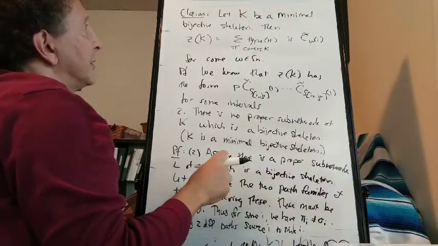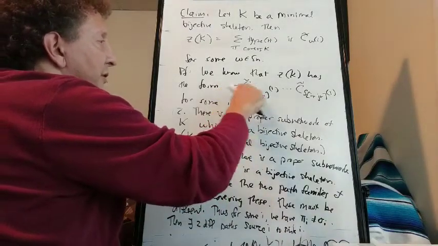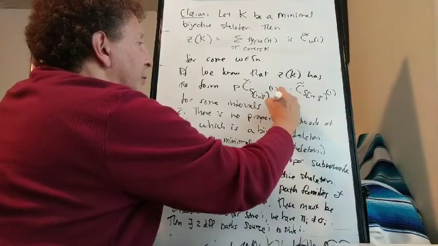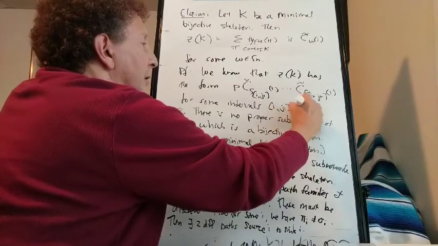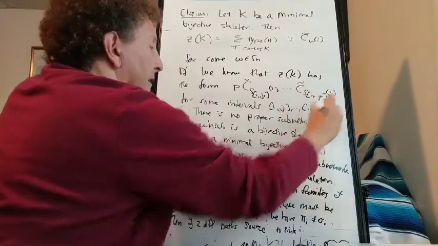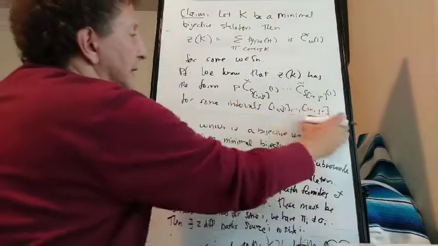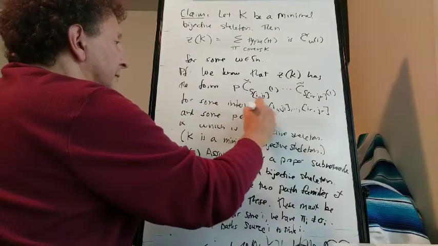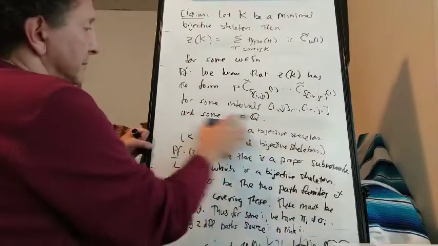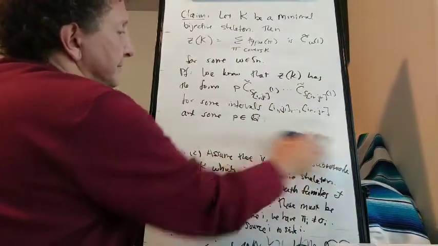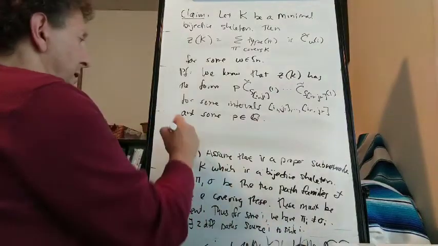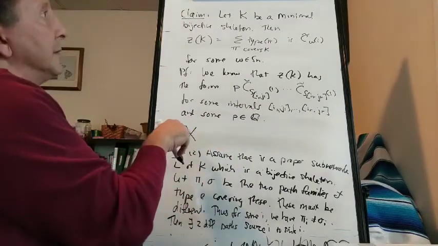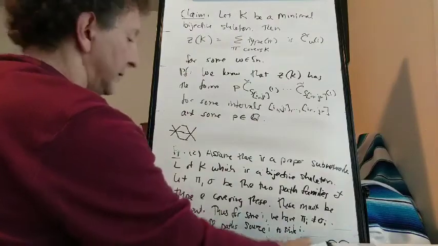So this sum equals a rational number times a product of Kazhdan-Lusztig basis elements indexed by reversals, for some intervals I1, J1 through IR, JR, and some rational number P. P is 1 over a bunch of factorials that come from stars that, oh, actually this is a minimal bijective skeleton, so that's not going to happen.